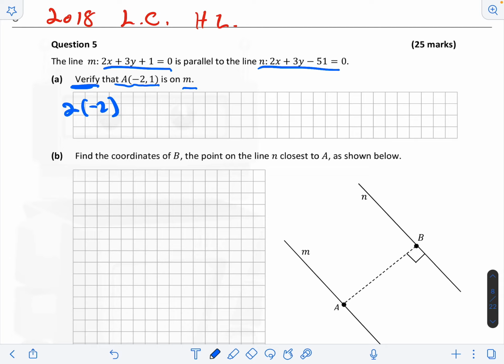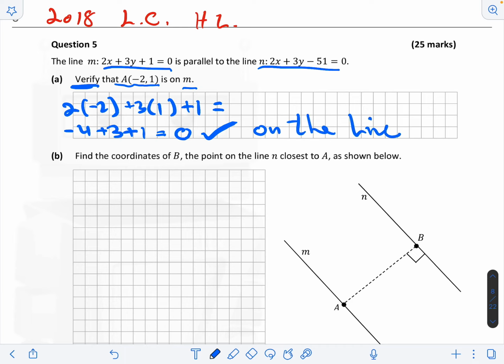So 2 times -2 plus 3 times 1 plus 1 equals: 2 times -2 is -4, plus 3 plus 1, that gives us 0, so we know it's on the line. When you sub in, you have to get the result that's written on the right-hand side. If you do get it, it's on the line. If you don't, it's not on the line.